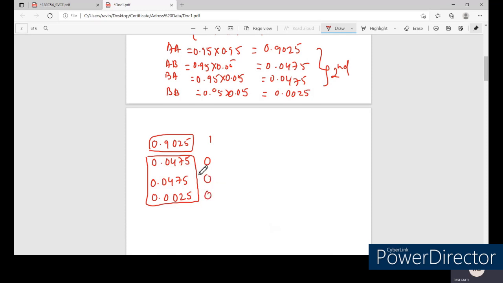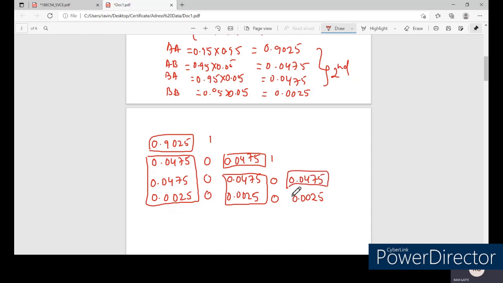Now I will divide again. The first one will be independent, 0.0475, and the remaining I will divide into two groups, 0.0475 and 0.0025. The first thing I will divide, and for the remaining two I will assign 0 and 0. Again I will divide, 0.0475 and 0.0025, group this one more time, and again assign 0 for these.